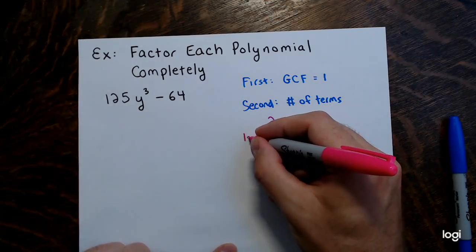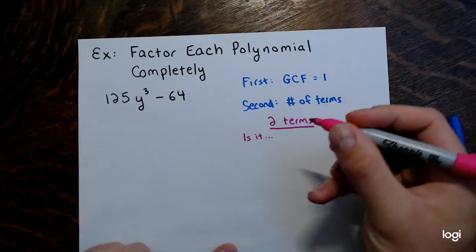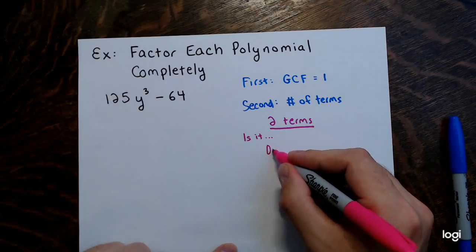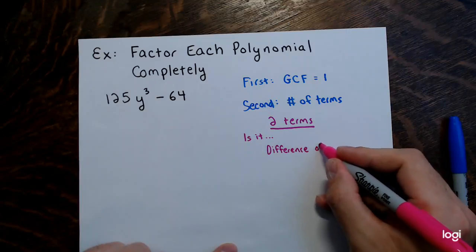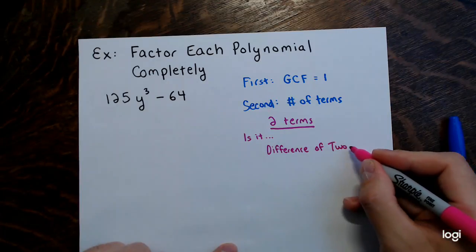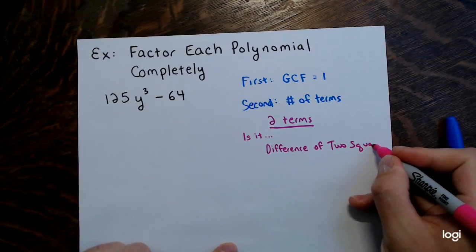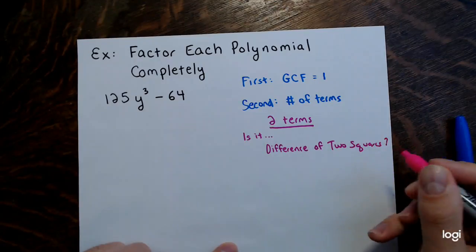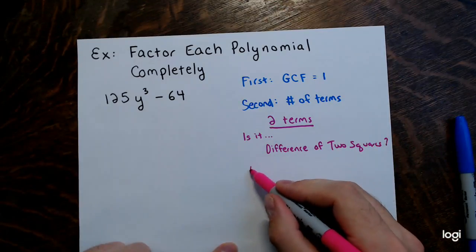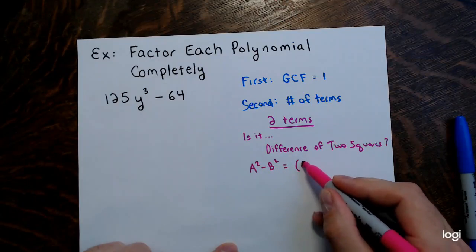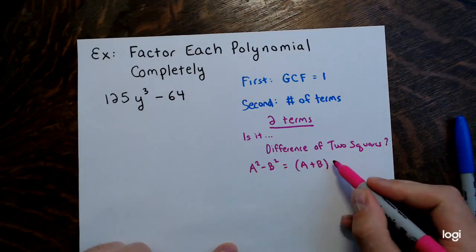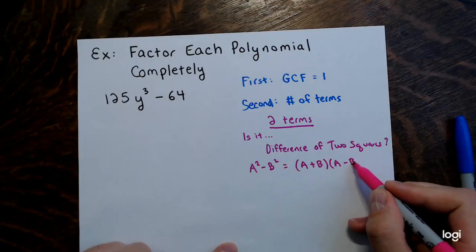So you can ask yourself, is it a difference of two squares? Do you have the a squared minus b squared form? And if so, you can factor it to a plus b times a minus b, or a minus b times a plus b.